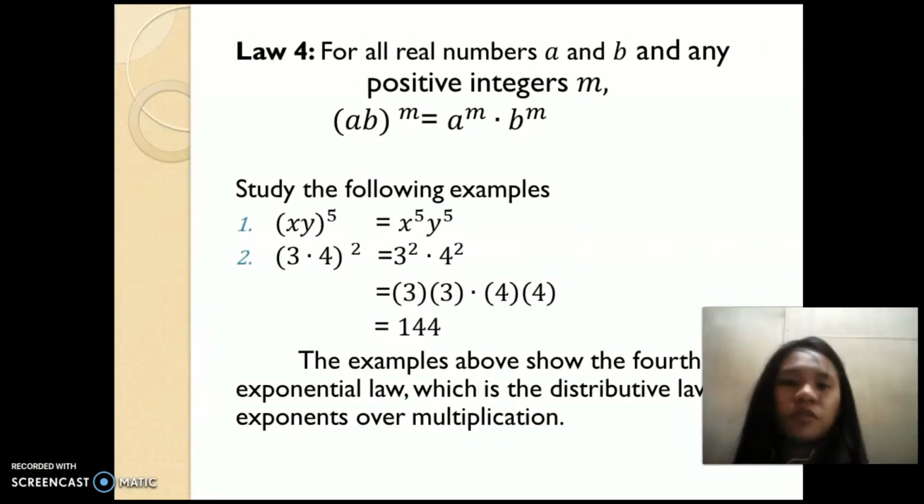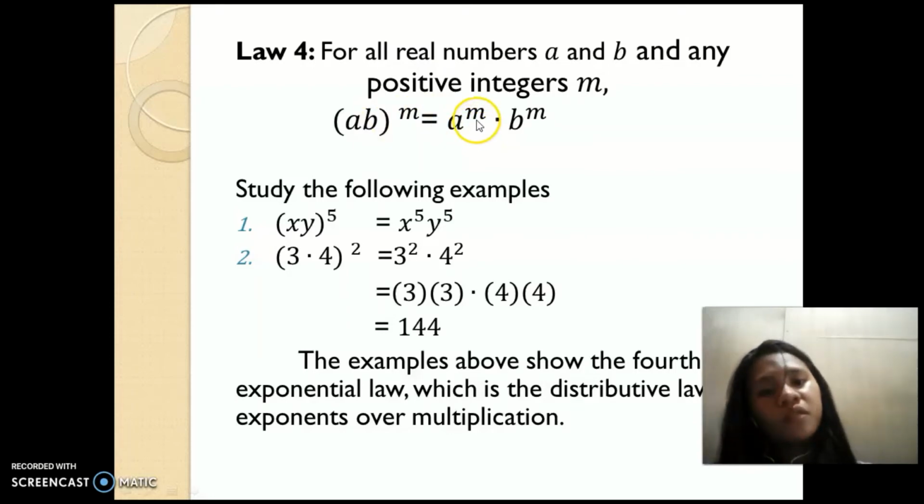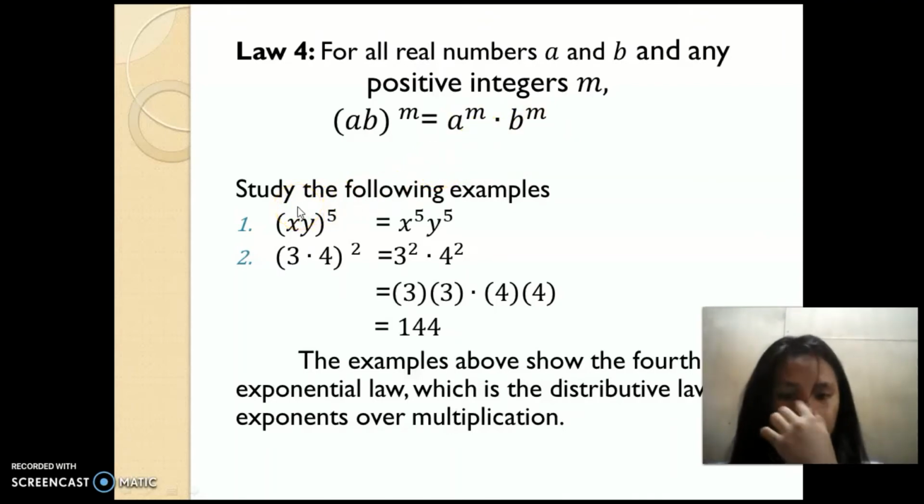In law number 4, for all real numbers a and b and any positive integer m, (ab) to the power of m is equal to a raised to m times b raised to m. We're just going to distribute the exponent.